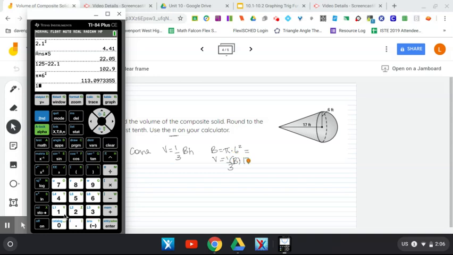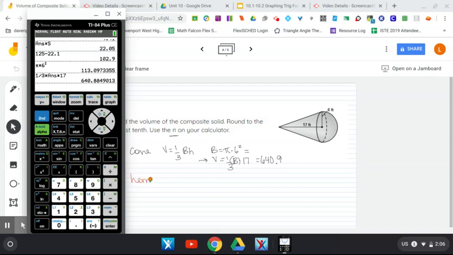So I'm going to take 1/3. I'm going to multiply it by what's in my calculator. So I'm going to hit second answer and then times the height of 17, and I'm going to get 640.9. So there's the first volume for your cone. All right, now let's do the hemisphere.